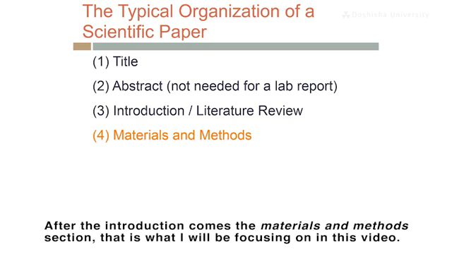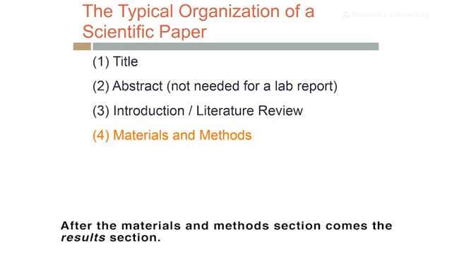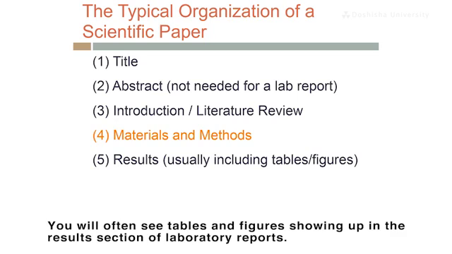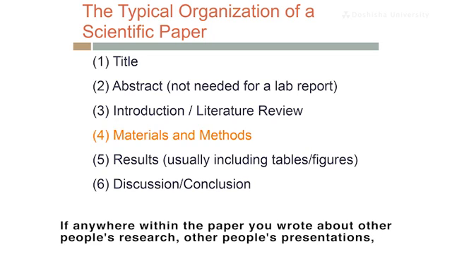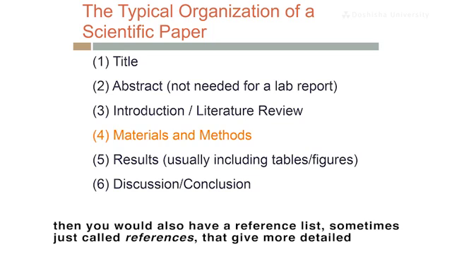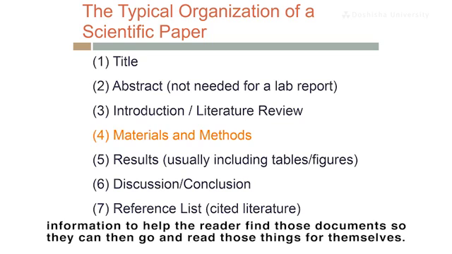After the introduction comes the materials and methods section. That's what I'll be focusing on in this video. After the materials and methods section comes the results section. You'll often see tables and figures showing up in the results section of laboratory reports, and that's followed by yet another section, usually called the discussion, that presents the meaning of the results. And if anywhere within the paper you wrote about other people's research, other people's presentations, then you would also have a reference list, sometimes just called references, that give more detailed information to help a reader go find those documents, and they can then go and read those things for themselves.